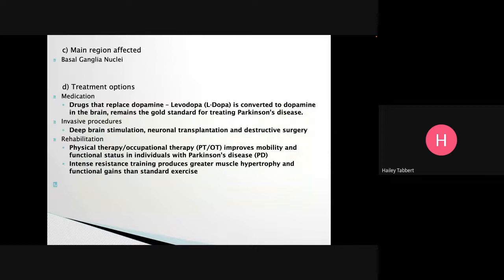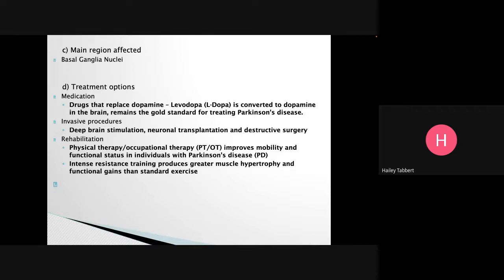So the main region that's affected, again, this is on your tutorial assignment, is the basal ganglia nuclei. Specifically, it's the neurons in the substantia nigra, okay? So we do have treatment options, even though there is no cure. We have drugs that can replace dopamine, like levodopa or L-dopa, which after being administered to the patient is converted to dopamine in the brain. And this remains the gold standard for treating Parkinson's patients.